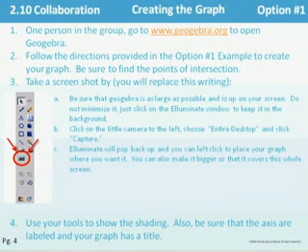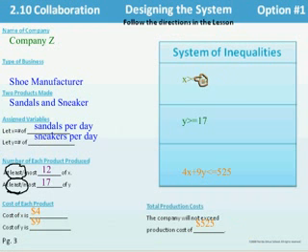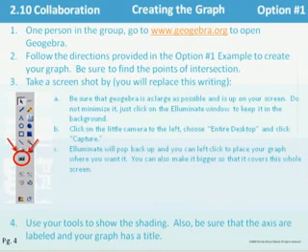The next thing that we're going to do is to create the graph using GeoGebra. So again, somebody in the group should have GeoGebra open on their desktop. You are actually not going to be able to graph the greater than or equal to. You're going to have to graph x equals 12, y equals 17, 4x plus 9y equals 525. Again, your inequalities will be different there.